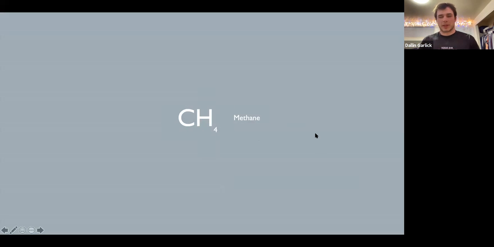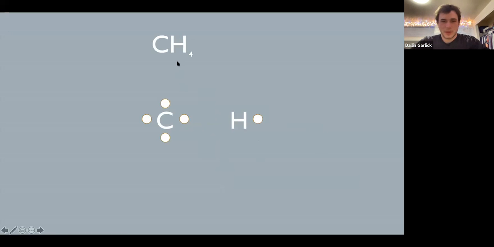I can kind of explain how to do it as we go. So here we have CH4, which is methane. So let's take our carbon and our hydrogen. And there's 4 hydrogens, but I just have 1 here. So carbon, as we discussed, has 4 points or areas where it can form covalent bonds, as it has these 4 different valence electrons.